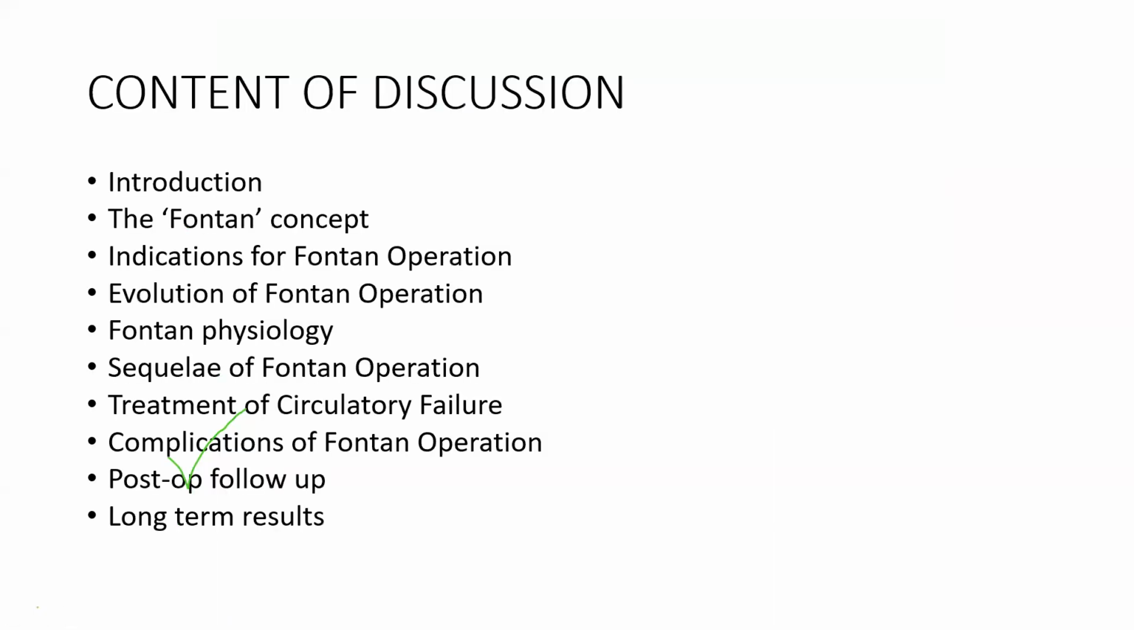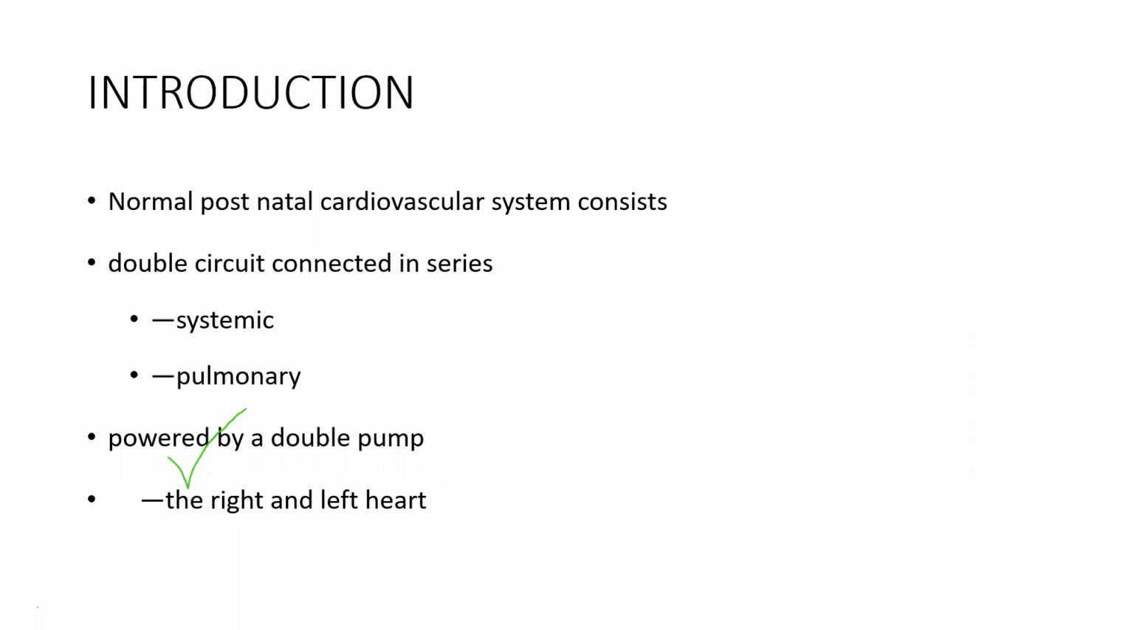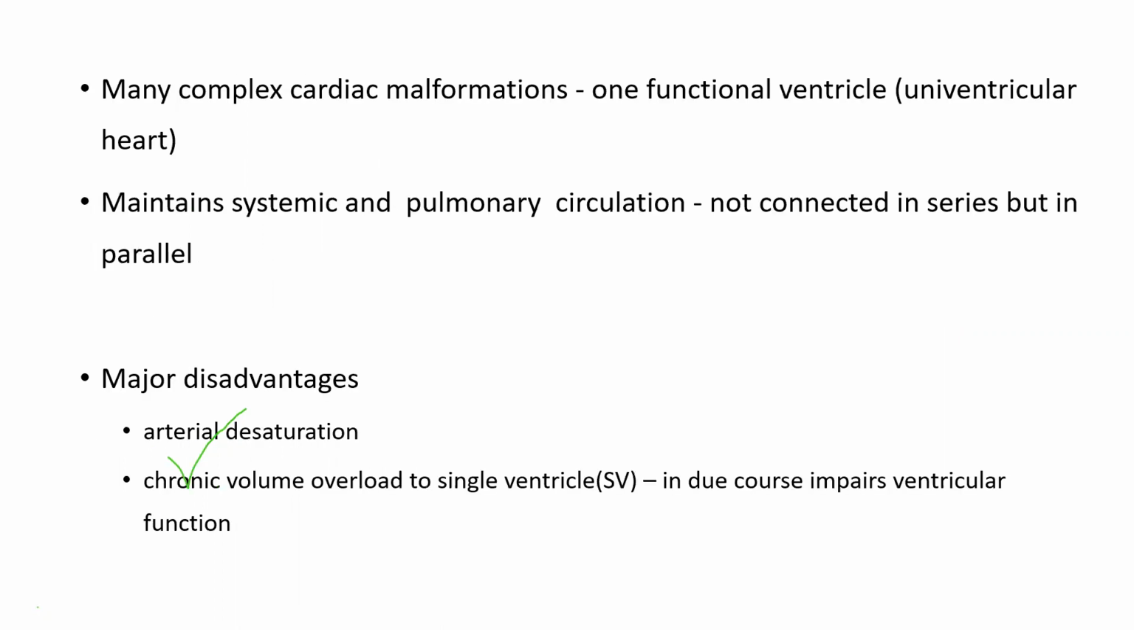Okay, so we'll go through the various contents of this discussion. First of all, in the normal heart there is a double circuit, meaning systemic and pulmonary circulation are powered by a double pump. The right side of our heart pumps to the pulmonary artery and the left side pumps to the systemic circulation.